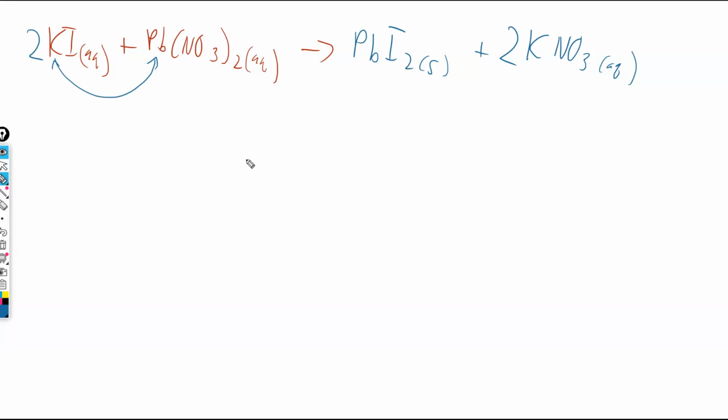All right, let's look at another one. Let's say now we are doing potassium iodide again, let's say.